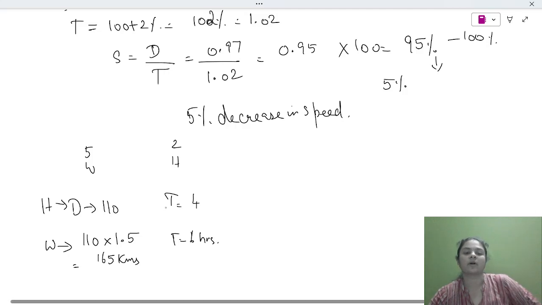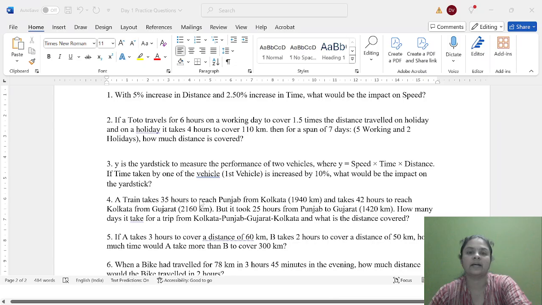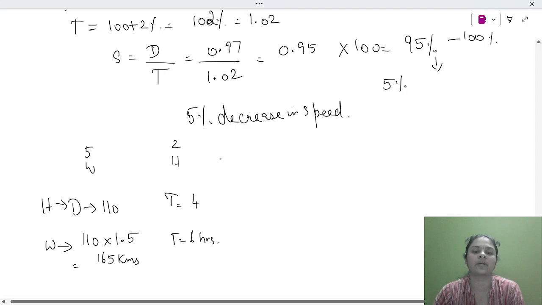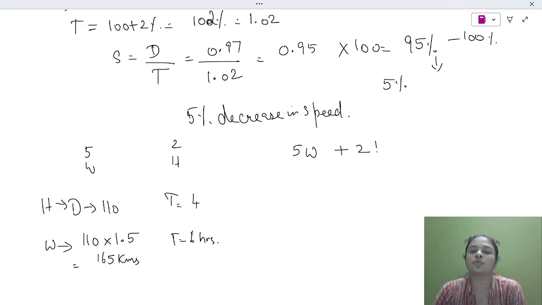Now, what are they asking in the question? You need not write the formula directly first. First see what is asked in the question. How much distance is covered? In a week, in a span of 7 days, which is 5 working and 2 holidays, how much total distance is covered? Which means 5 working days plus 2 holidays. So for each working day, how many kilometers, friends? Please answer. Only if you answer, I will know whether you are following me or not.